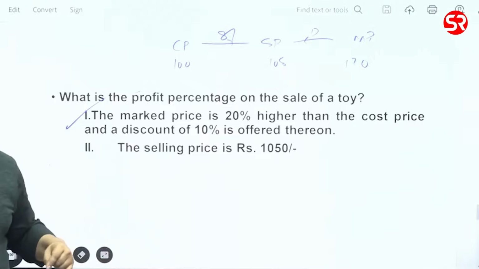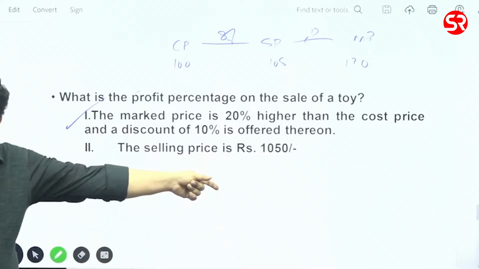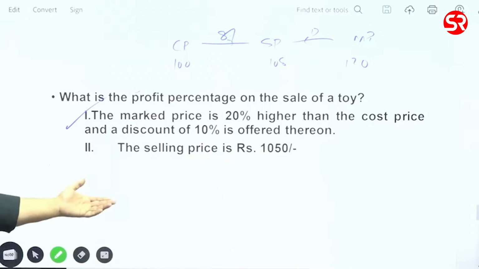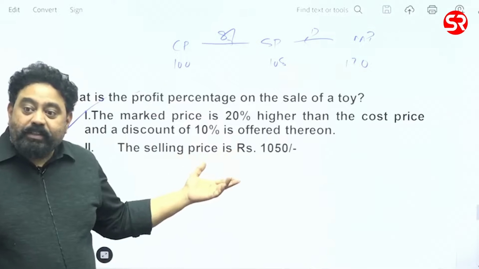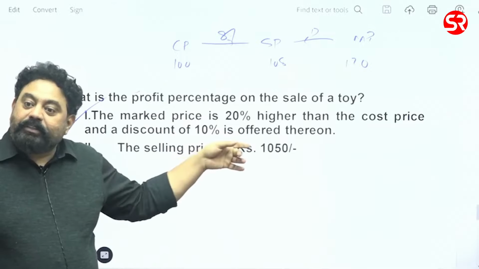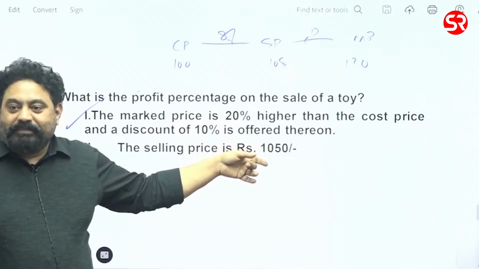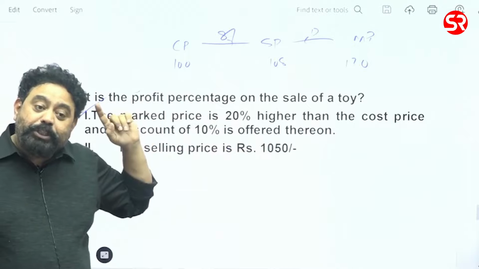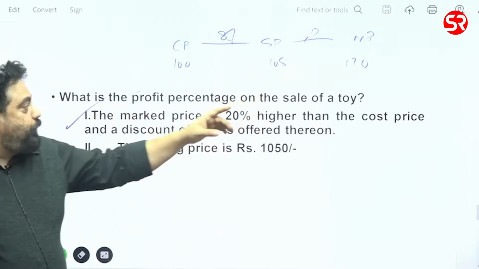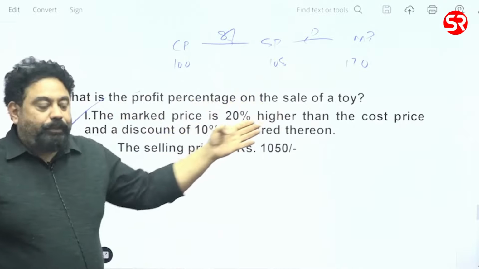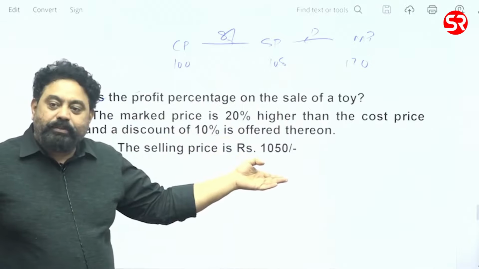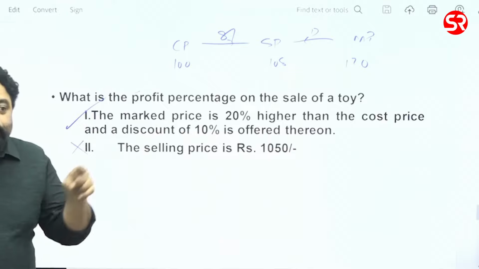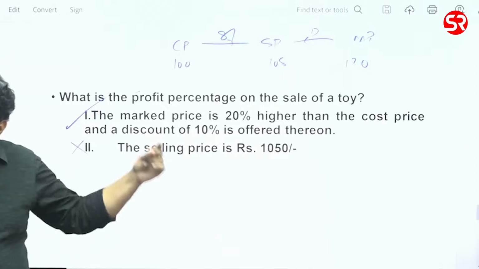You picked up the second one because you saw the selling price is given, so you thought this gives the answer. Then the second statement says the selling price is 1050, but the cost price is not given, because when I see the second, I forget the first. That is important. When you see the second, you have to shut the first out of your system. The second statement alone is not giving you the answer. And you do not mix them, because one of the statements is already giving you the answer.